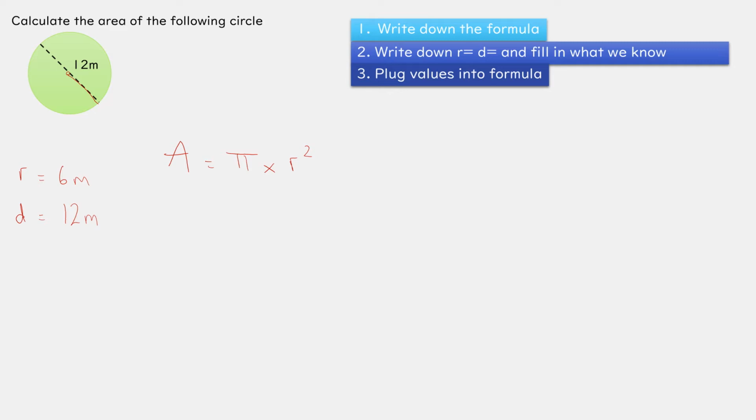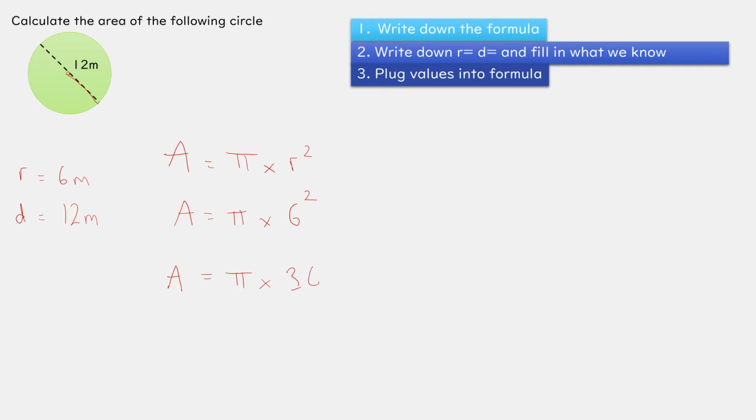Now I'm going to plug in the bits I know. Well, we want to find the area. Pi is just a number we'll plug in a minute. And we know the radius is 6, so 6, and it's got to be squared. That's what the formula tells us. Let's keep going now. So area equals pi times 6 squared. Well, 6 squared is 6 times 6, so that's 36.